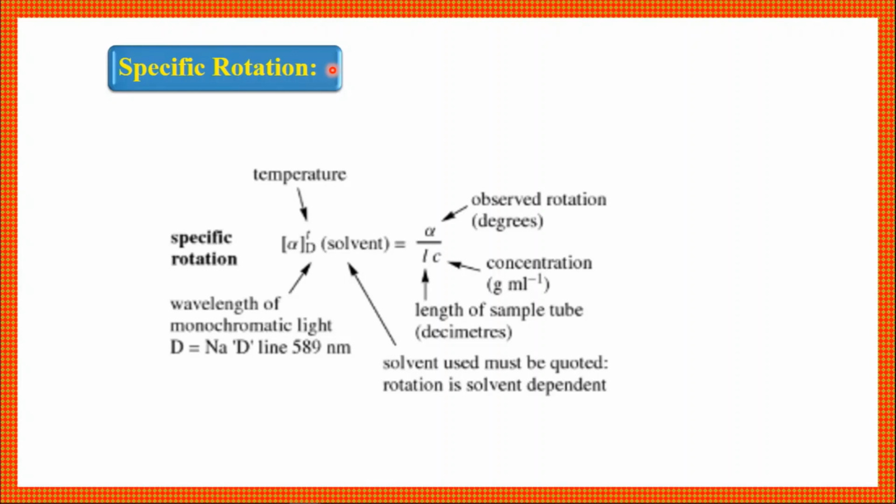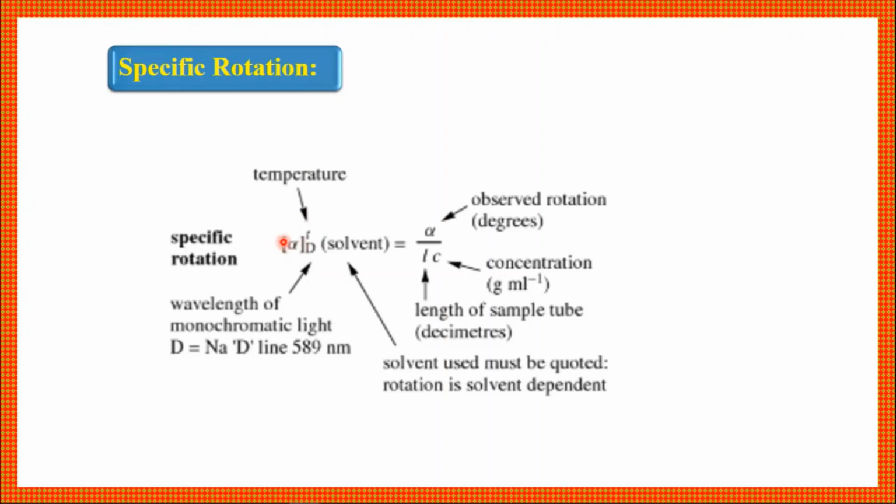Specific rotation is defined as the rotation produced by a solution of a length 10 decimeter and a unit concentration, that concentration is in gram per ml, for a given wavelength of light at a given temperature. And this is usually calculated from observed rotation with a tube of other length and a different concentration by means of an equation. So this is the formula to calculate the specific rotation.